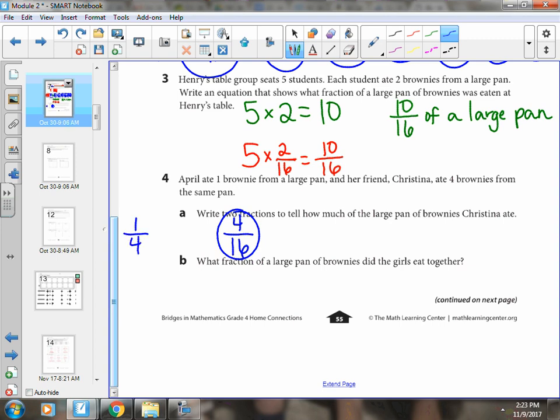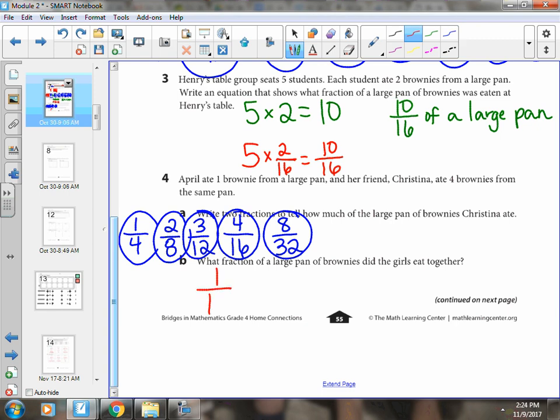You could write 1/4, you could write 2/8, you could write 3/12, you could double and do 8/32. All of these would be equivalent fractions to 4/16. What fraction of a large pan of brownies did the girls eat together?